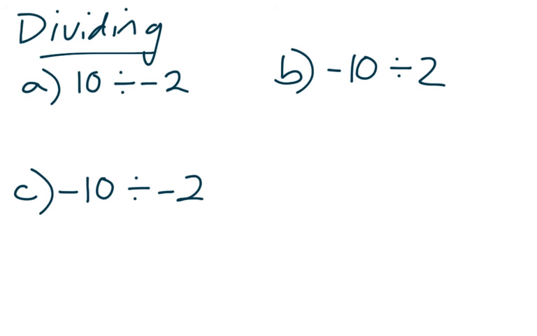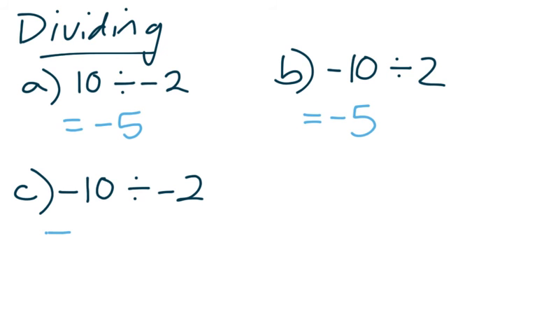A couple of dividing ones, same rules for division. If there is one negative, it's a negative answer. If there are 2 negatives, they cancel each other out and we get a positive. So 10 divided by -2 is going to be negative, and then we just do 10 divided by 2, which is 5. Same again with part B, -10 divided by 2, that's only one negative, so we're going to put a negative. 10 divided by 2 is 5.